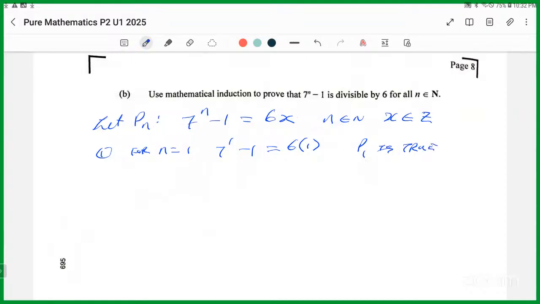The next step in the proof is to assume it is true for n equals k. The statement up here, 7 to the k minus 1, equals 6 times some quotient. Define this quotient as an integer.